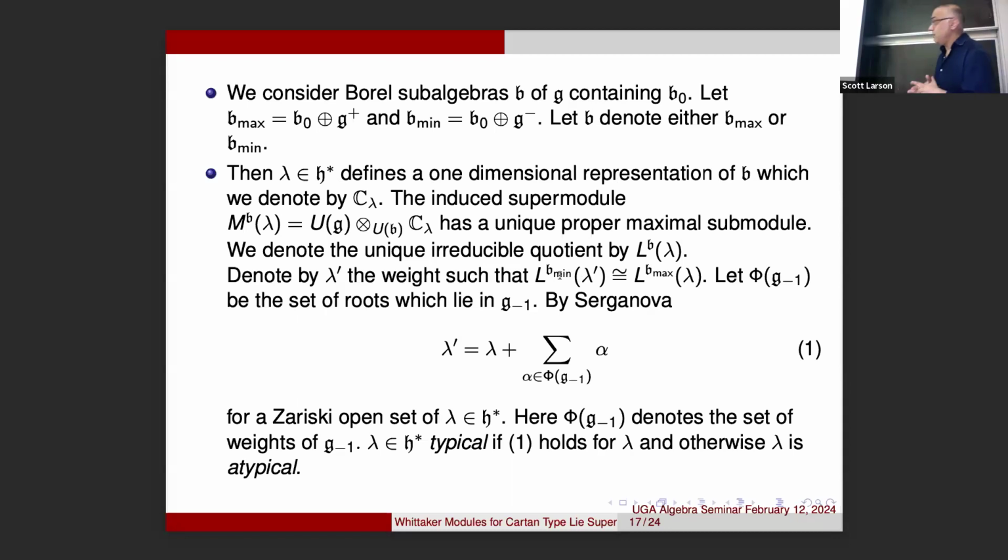According to her definition, if lambda prime can be written as lambda plus alpha for some alpha in the roots of the G minus 1 part, then she calls this typical. Such weights lambda are called typical if equation one holds, basically. Otherwise it's called atypical. So there are two different types of simple modules, typical and atypical. If this equation holds, it's called typical, otherwise it's called atypical.